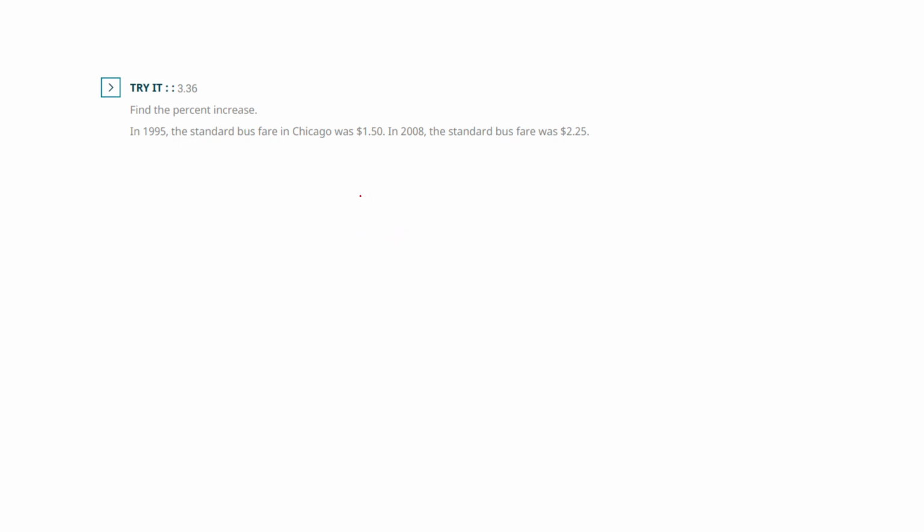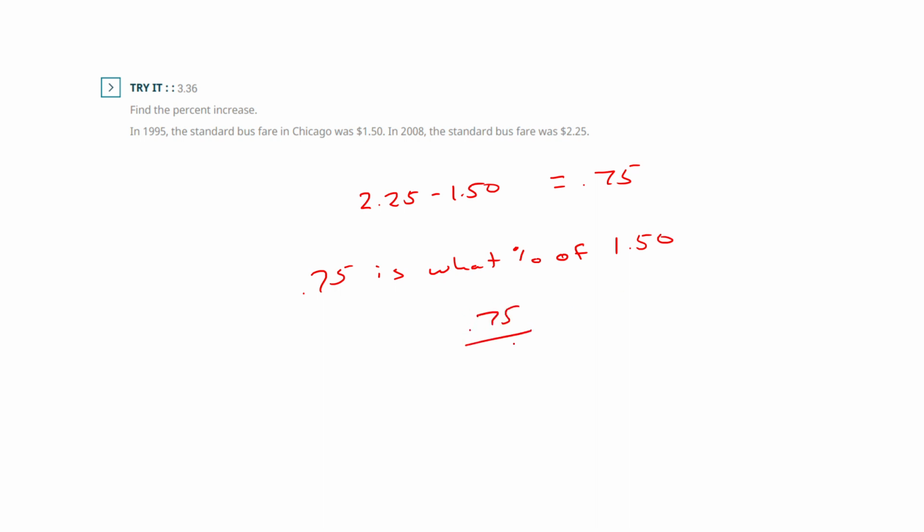Alright, so our change is 225 and 150. So we've got a change of 75 cents. So 0.75 is what percent of the original price. The original price was $1.50. So I got 0.75 is my is. My of is $1.50. I think this percentage is kind of easy to see, but we'll work it anyway.